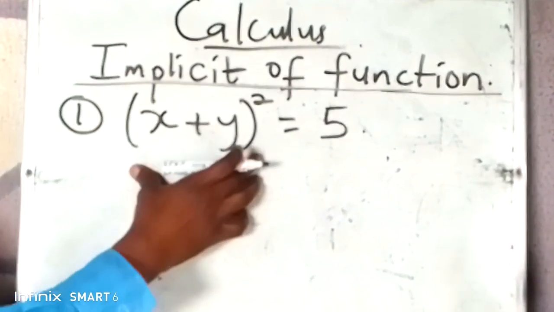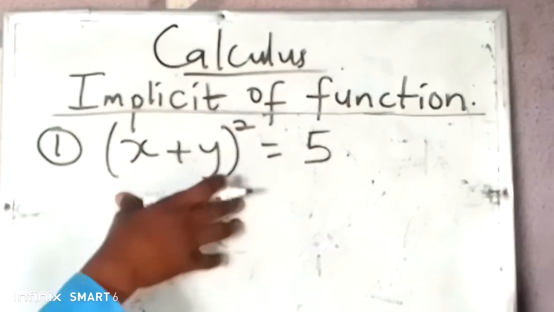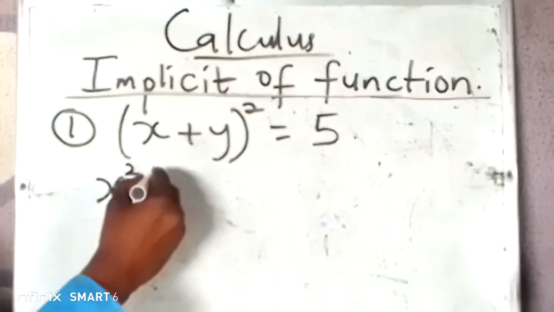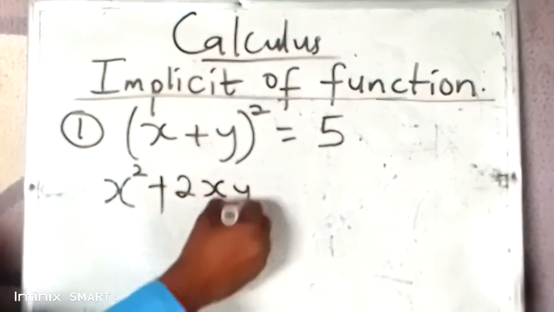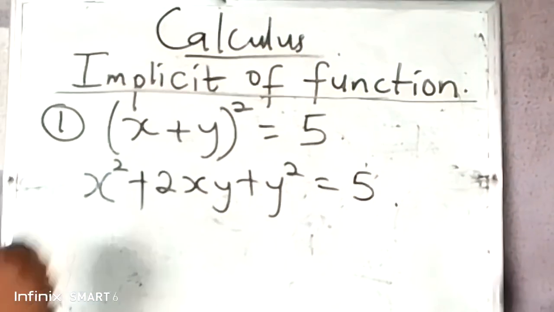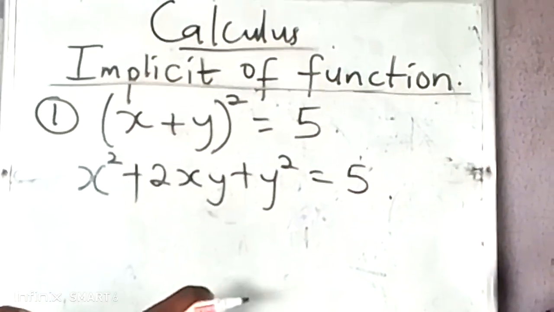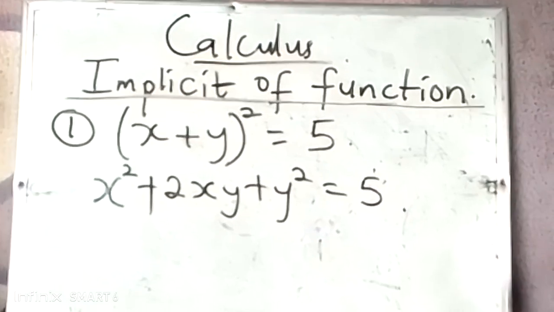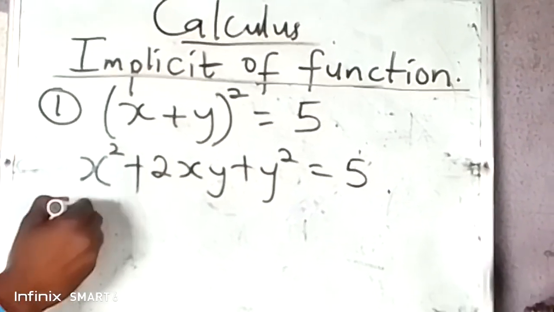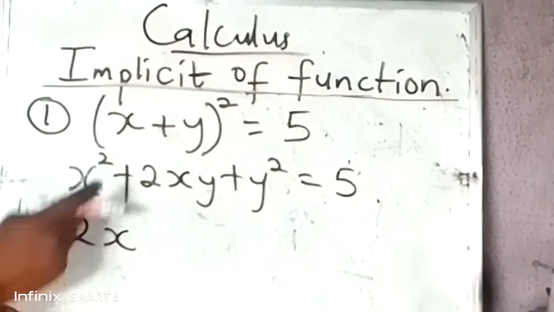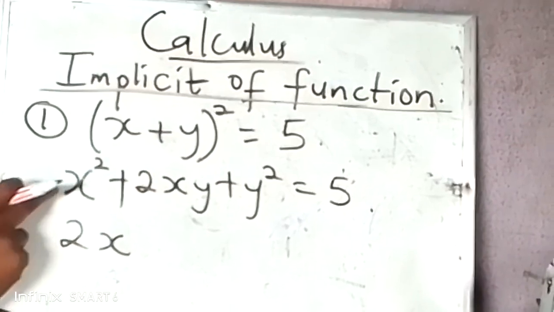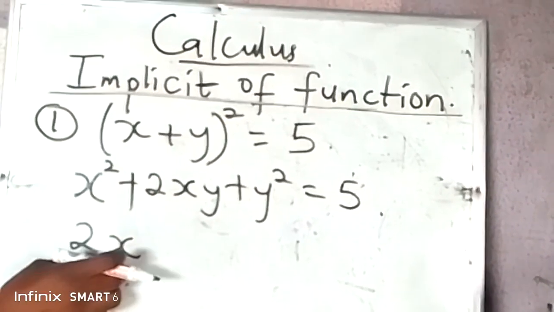First thing we do is expand this bracket, and when you expand it, you are going to have x squared plus 2xy plus y squared equals 5. That's the first thing you have when you expand this bracket. Now when you want to differentiate implicit functions, what's the differentiation of x squared? That is 2x. We use the power to multiply, and we subtract 1. When you use the power to multiply, that is 2x. When you remove 1, that is 1. That's why we have 2x.